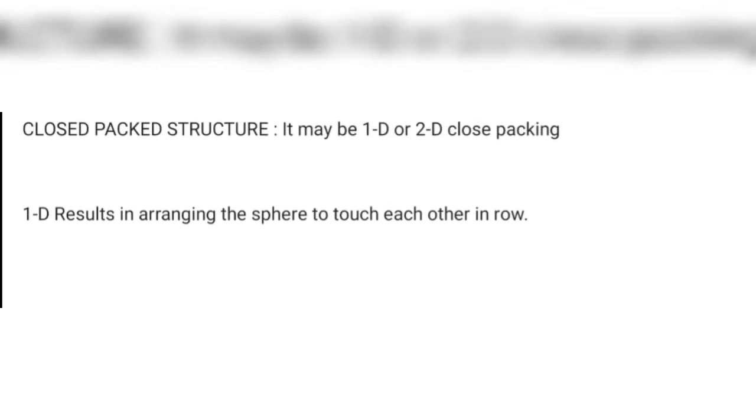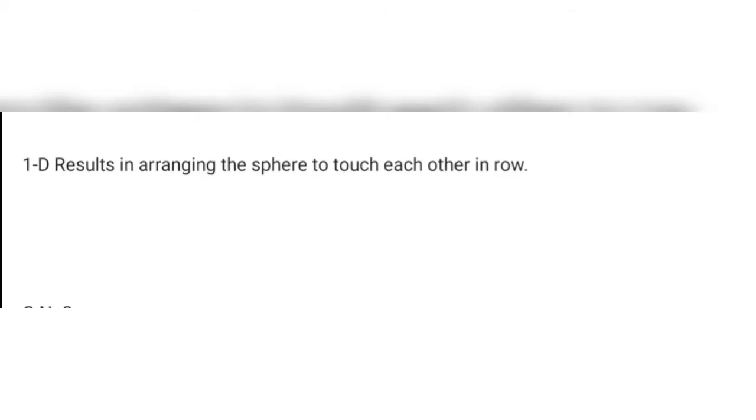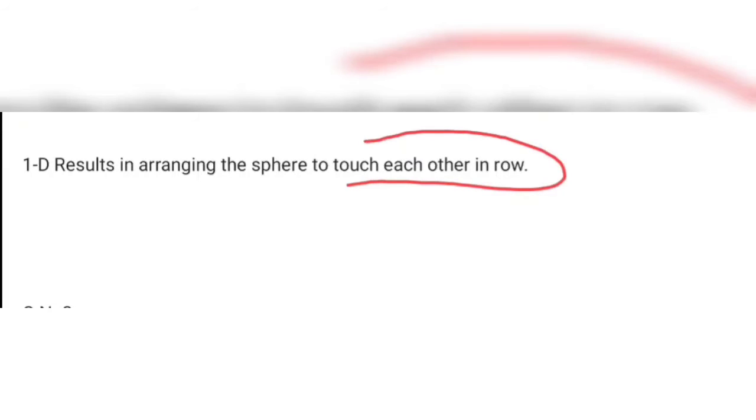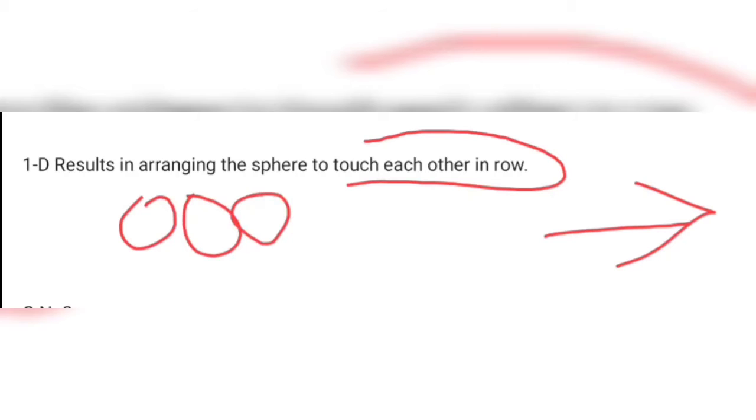So let's start. What is one dimensional packing? One dimensional packing results in arranging the spheres to touch each other in a row. So it is a row formation. It covers only the x axis, so only the x axis will be covered by a row formation. Let's draw it. This kind of formation in a row is known as what? It is known as one dimensional. So this is a one dimensional structure, one dimensional close packing.